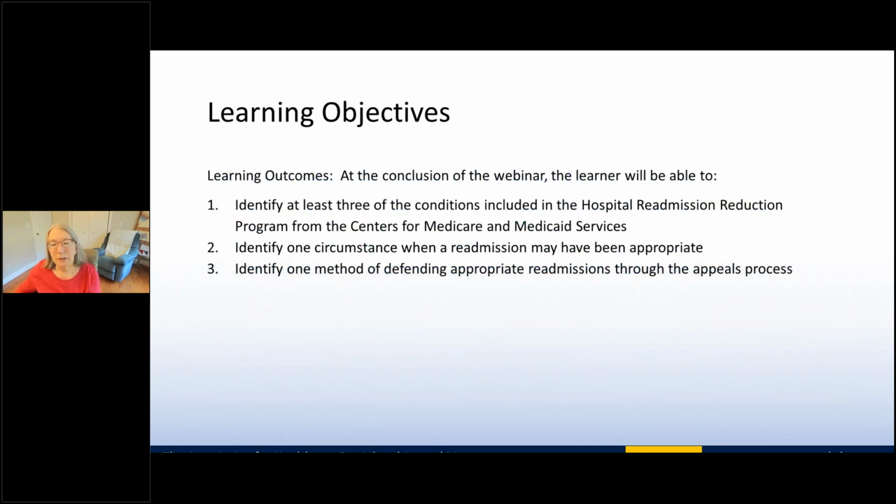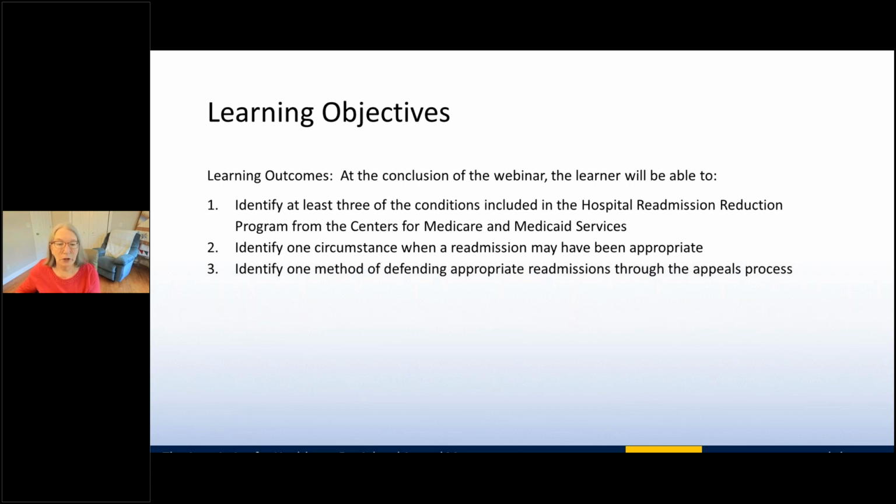Okay, our learning objectives for today are to identify at least 3 of the conditions included in the Hospital Readmission Reduction Program from CMS, identify 1 circumstance when a readmission may have been appropriate, and identify 1 method of defending appropriate readmissions through the appeals process.